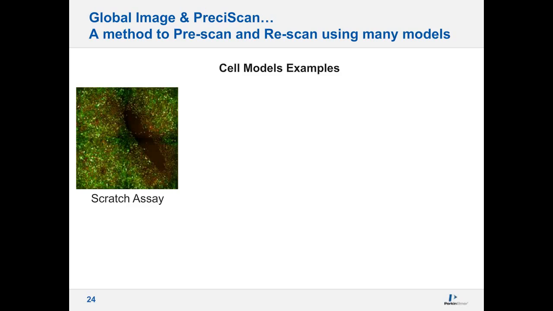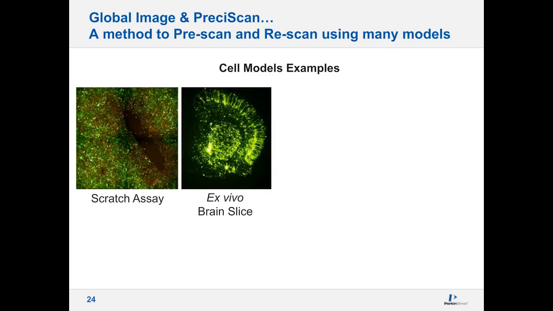And Jacob's already mentioned the scratch assay, and that's just an image from 4 different fields to show that. But this is work I had done when I was at Duke University with Don Lowe and measuring ex vivo brain slice imaging. So this is quite a large cross section of a live brain slice. So we can go in and use this type of method to pre-scan this and then rescan at higher magnifications. And then with global image, we can start to look at these dendrites and axons that are going across the particular tissue and measure that in context rather than having to break it up into separate fields. So I think that there's a very nice utility and power of having that.